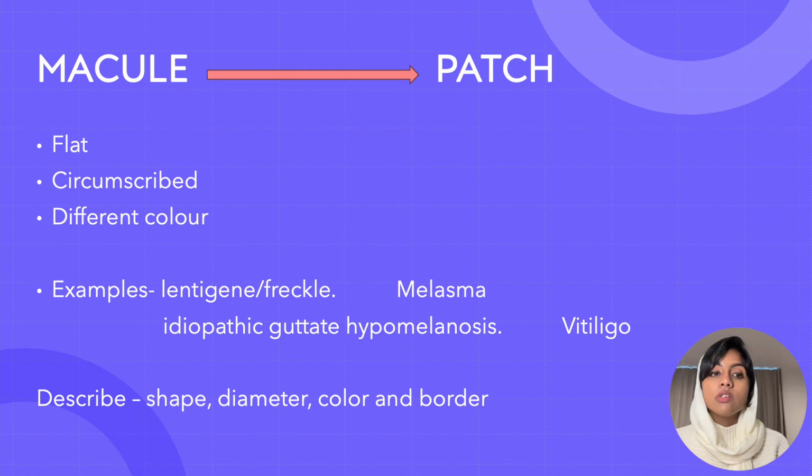When you try to describe these lesions, you need to say the shape, the diameter, the color and border. Why? It's very important when you document it medically. And also it's very important when you talk to your colleagues or professors about the skin lesion. It becomes very clear in their mind what kind of presentation the patient has come with.